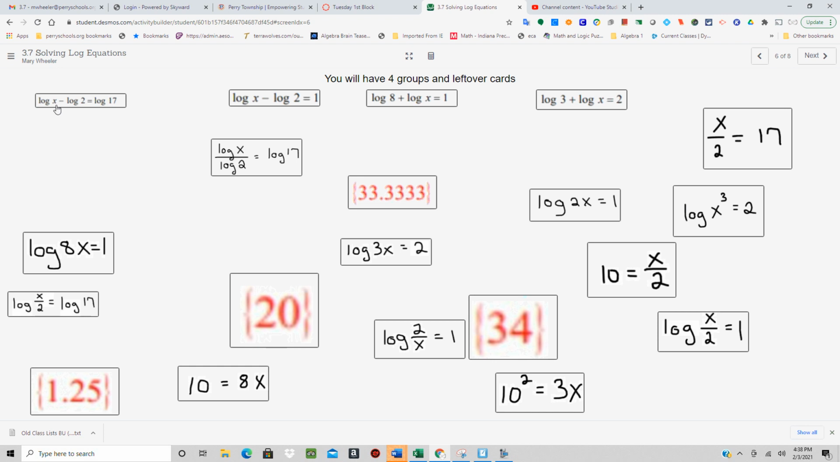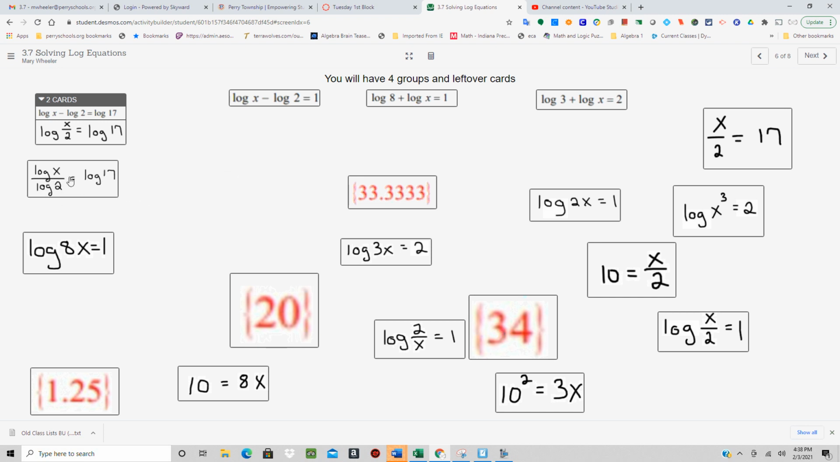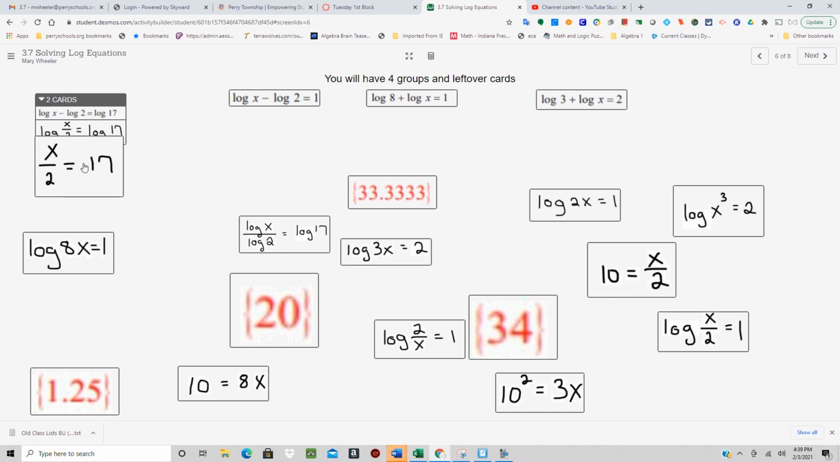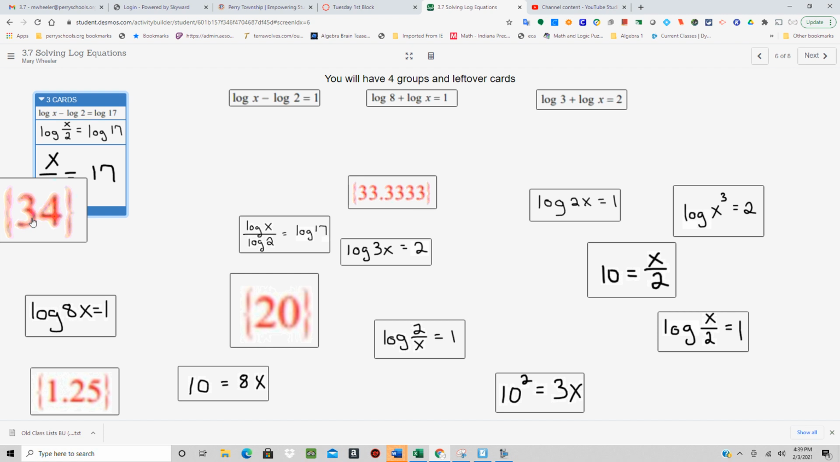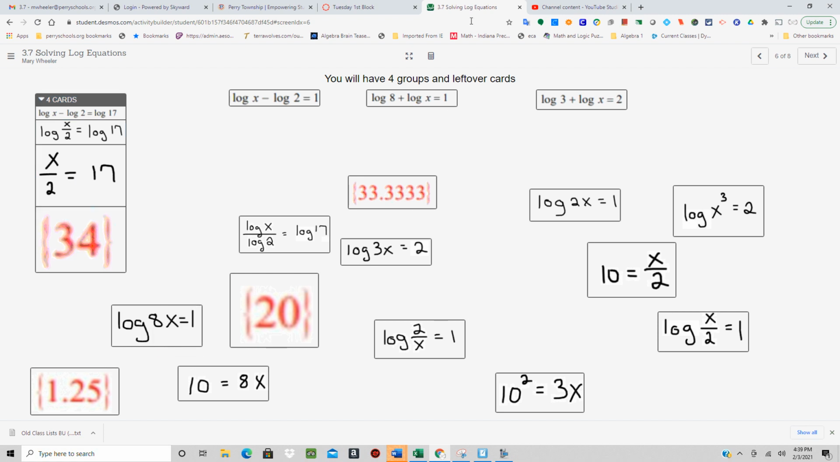rules of logarithms. I've got a minus sign, so I can separate that with a division. And I'm going to put that one right there, x over 2. I know one of my classes kept on wanting to do this one. Those mean two different things. Now, I've got a log set equal to another log, so that's going to be x over 2 equals 17. And that should equal 34. So there's your first group.